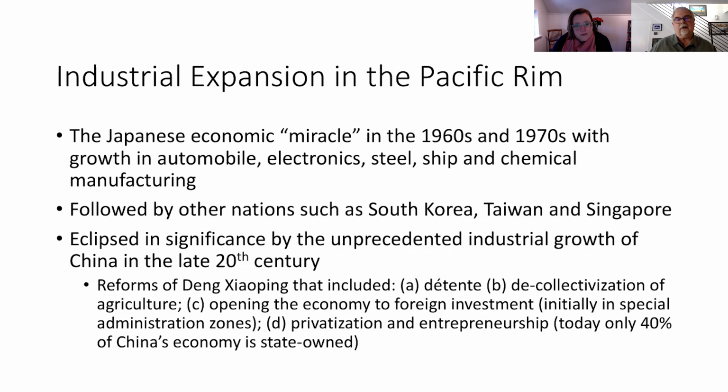economies was completely eclipsed by the unprecedented industrial growth of China in the late 20th century, something else that you're studying in Unit 9. But this growth of the Chinese economy is very much associated with the reforms of Deng Xiaoping that are associated with detente with the United States in the 1970s, decollectivization of agriculture, opening the economy to foreign investment, initially in special administration zones like in Shenzhen, privatization and entrepreneurship. And it's important to note that in communist China today, still a communist nation, only 40% of its economy is now state-owned.